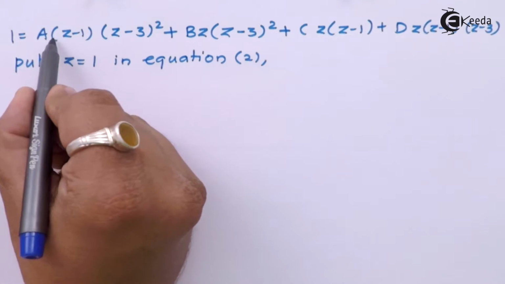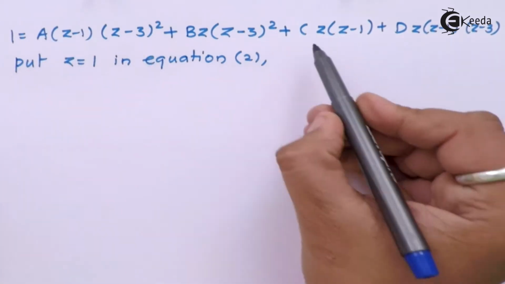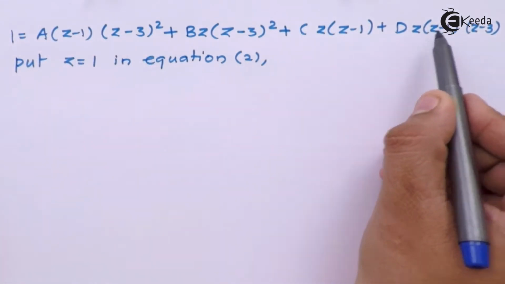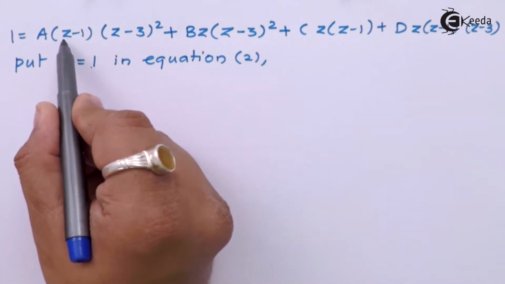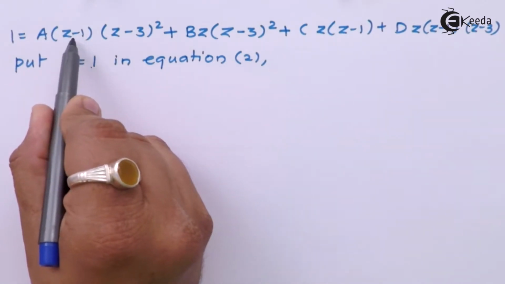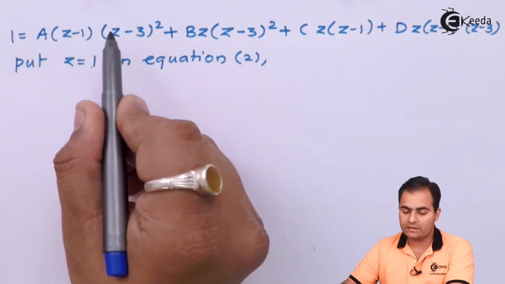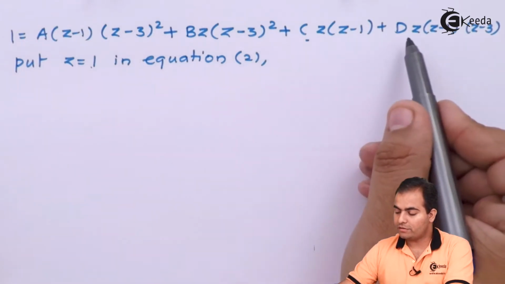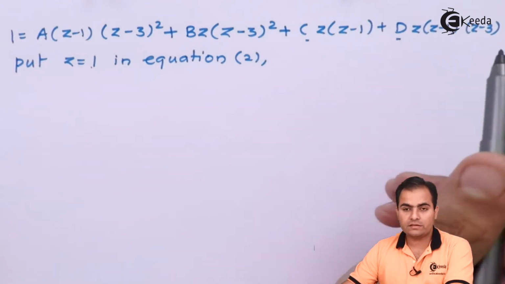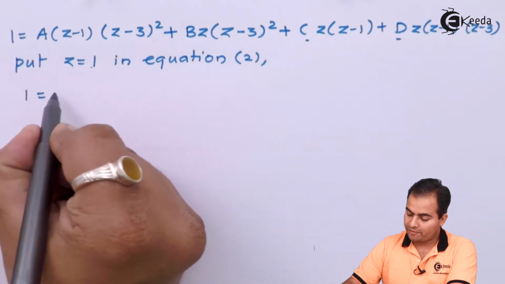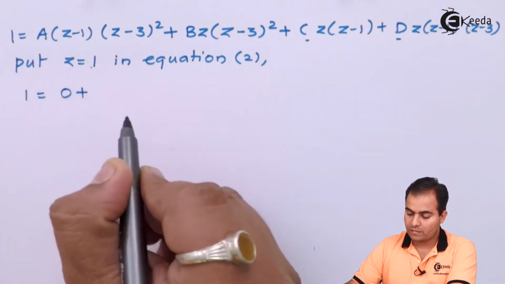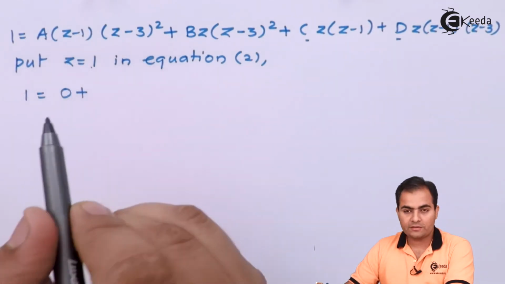What will you get? This A term will vanish. Similarly, C and D will also vanish because Z is replaced by 1. So 1 minus 1 gives us 0, and 0 into the whole thing is 0. Here also C changes to 0 and D gives us 0. So what we have? This whole A is replaced by 0.